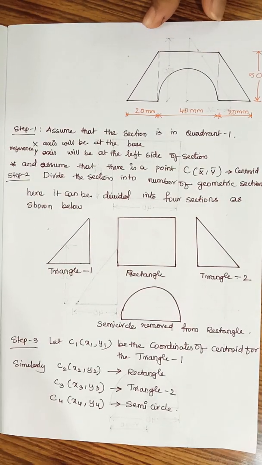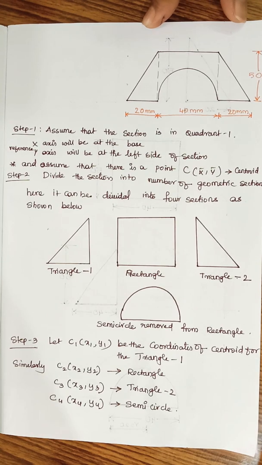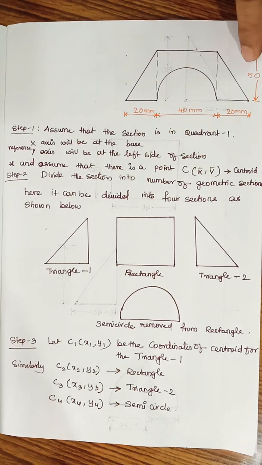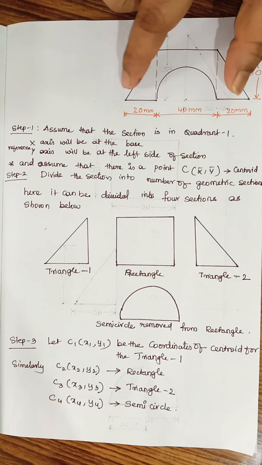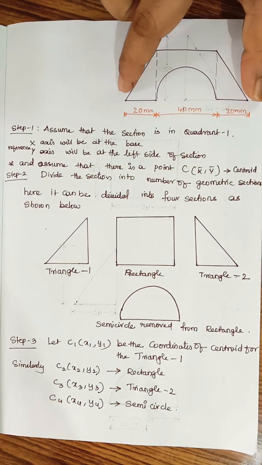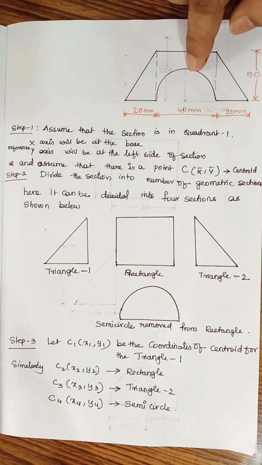So here I come with a new problem which is repeated so many times in the examination. In the question, the same thing again: we need to determine the coordinates of centroid for the given section. Whatever the section you see here, the height of the section is given as 50 millimeter, and the total width of the section is 20 plus 40 plus 20, totally 80 millimeter. Now for this section we have to determine the coordinates of centroid.